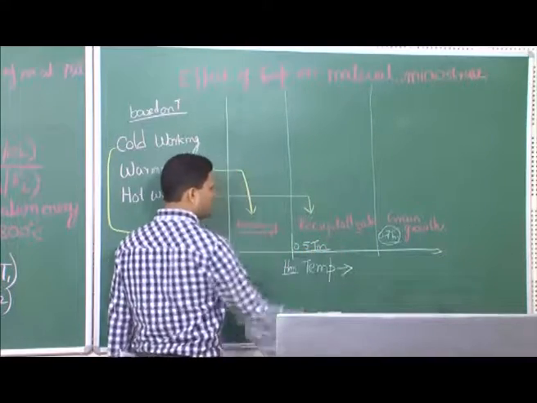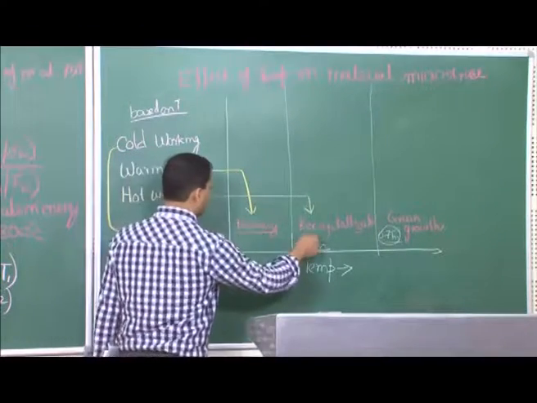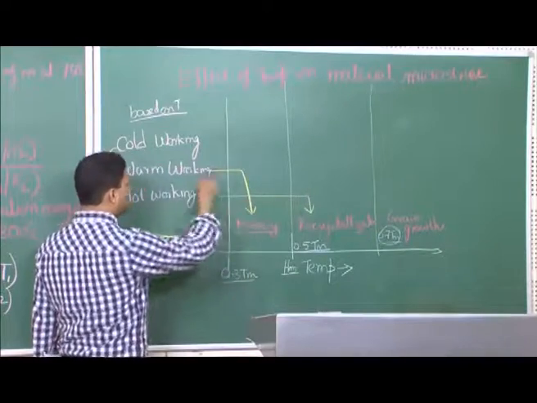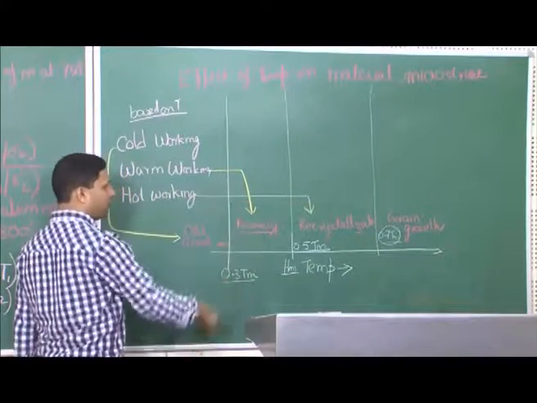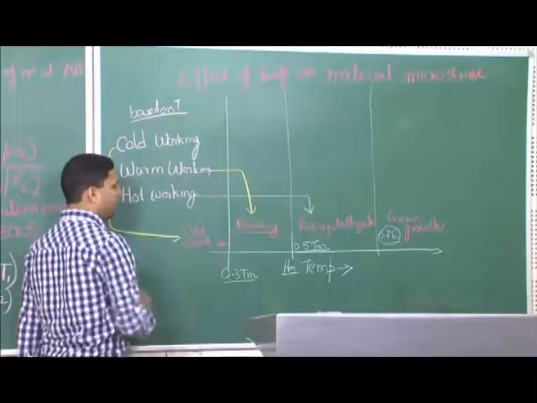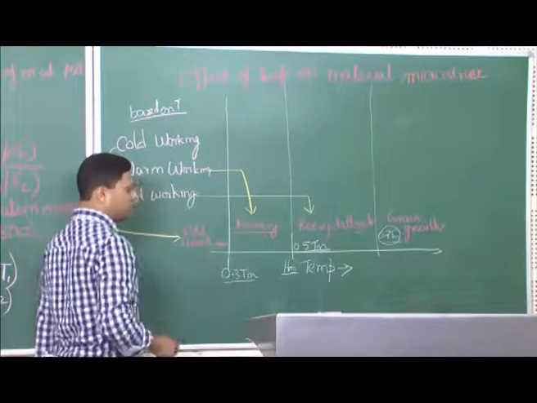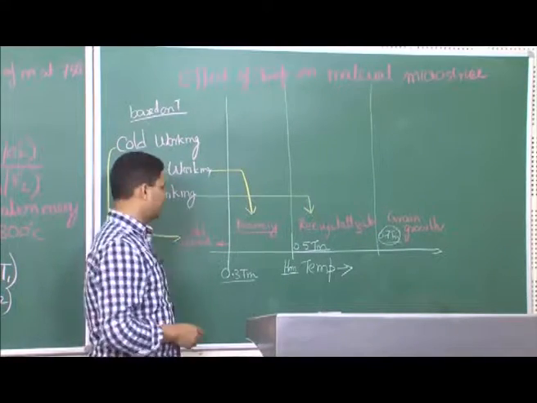region, a little bit higher than 0.5 Tm, and this is called hot working. Recovery region, where minor changes will take place, as we will show right now, is related to warm working, and the cold work region, where no changes take place, is cold working.